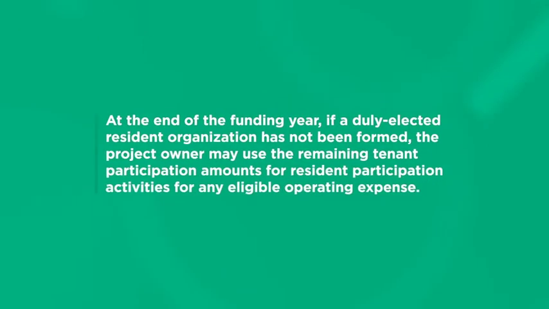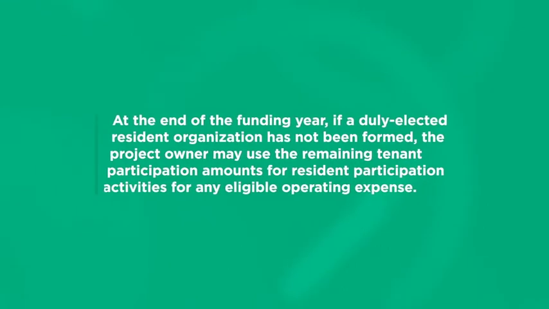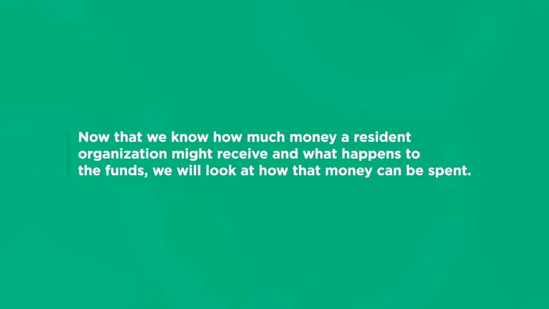At the end of the funding year, if a duly elected resident organization has not been formed, the project owner may use the remaining tenant participation amounts for resident participation activities for any eligible operating expense. Now that we know how much money a resident organization might receive and what happens to the funds, we will look at how that money can be spent.